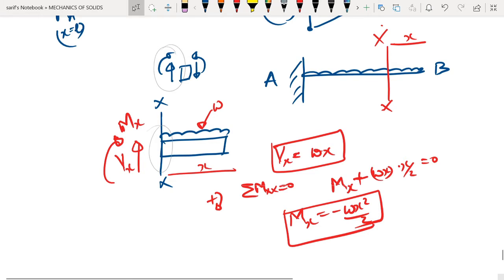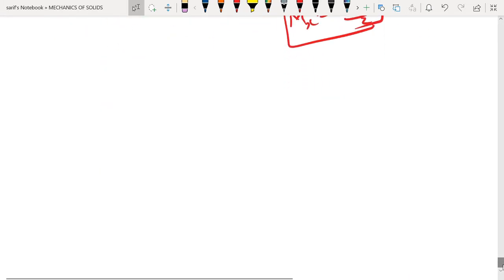Once we have expressions for shear force and bending moment, what we have to do is form the tabular form.